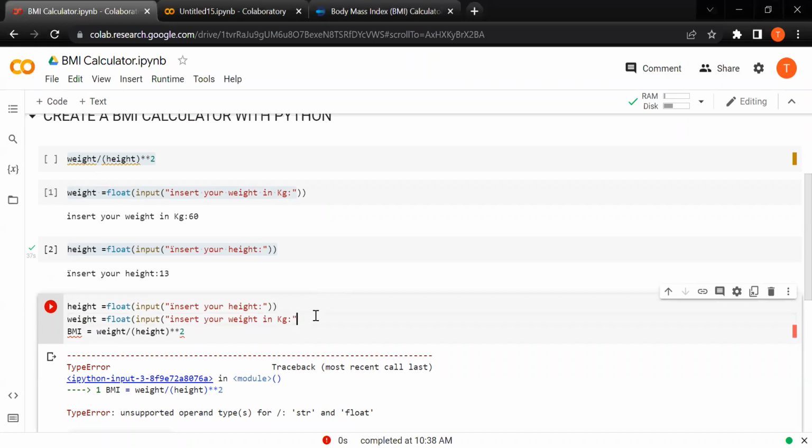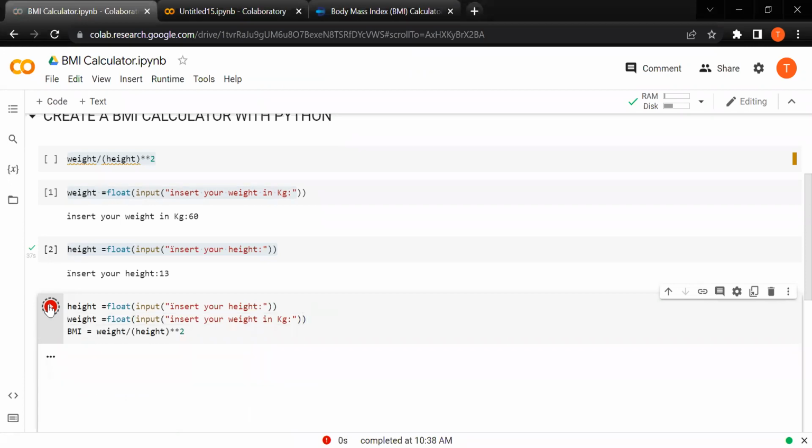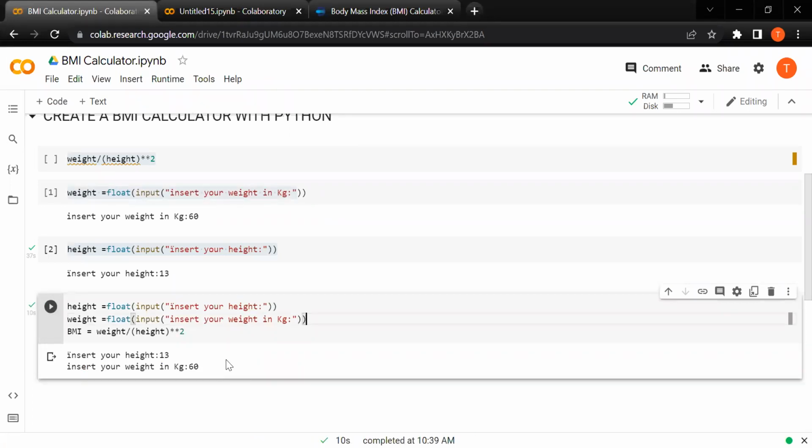Okay, so let's run it again. It asks for your height. Your height is what? 13. It asks for your weight. Your weight is what? 60. And then, yeah, your BMI has been calculated, but it's not giving us anything. Why? Because we have not asked it to print. So now let us print our BMI.